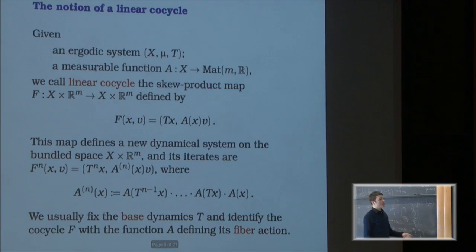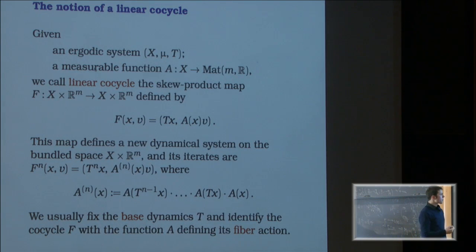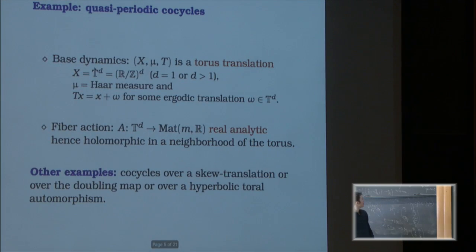As you iterate it, on the base you have the iterations of the base transformation, and on the fiber you get a linear map induced by a product of matrices. So you have a multiplicative process on the fiber. We usually fix the base dynamics, so when I say cocycle, I will mean just the measurable matrix valued function A. Okay, so I'll give you some basic examples. All of what I said before can be formulated in this language of linear cocycles.